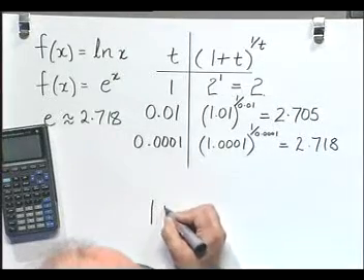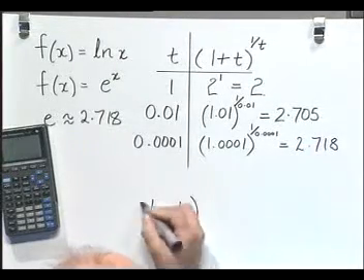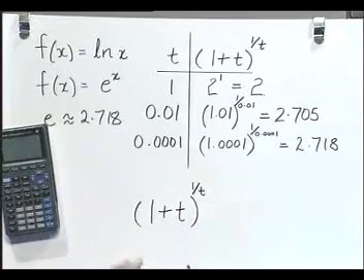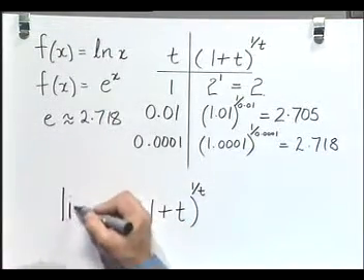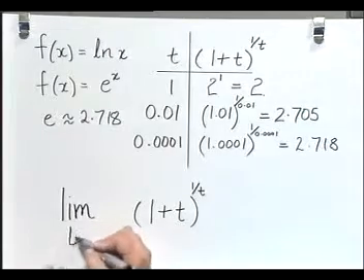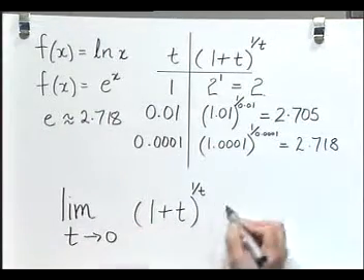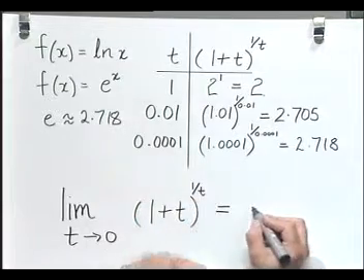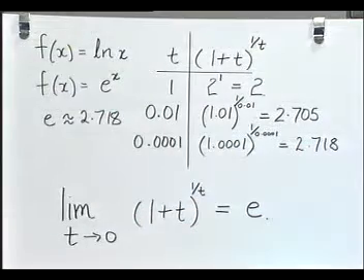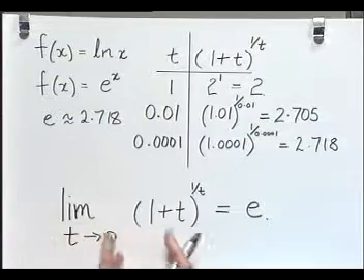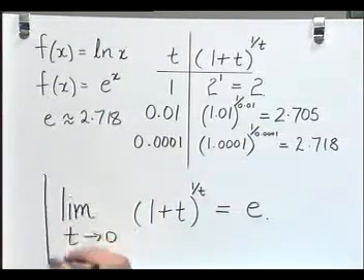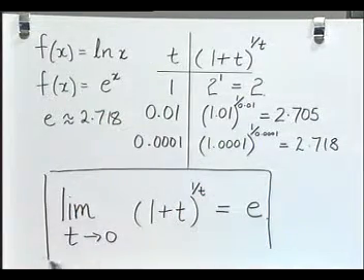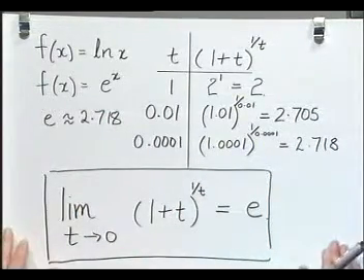What we've done is we've taken the expression 1 plus t raised to the power 1 over t, and we've evaluated this as t gets closer and closer to 0. And mathematically, we write this like this. We write lim for limit t tends to 0 of this expression is e, the exponential constant. In other words, the limit as t tends to 0 of 1 plus t raised to the power 1 over t is the exponential constant. And that is a key result that we'll need very soon.